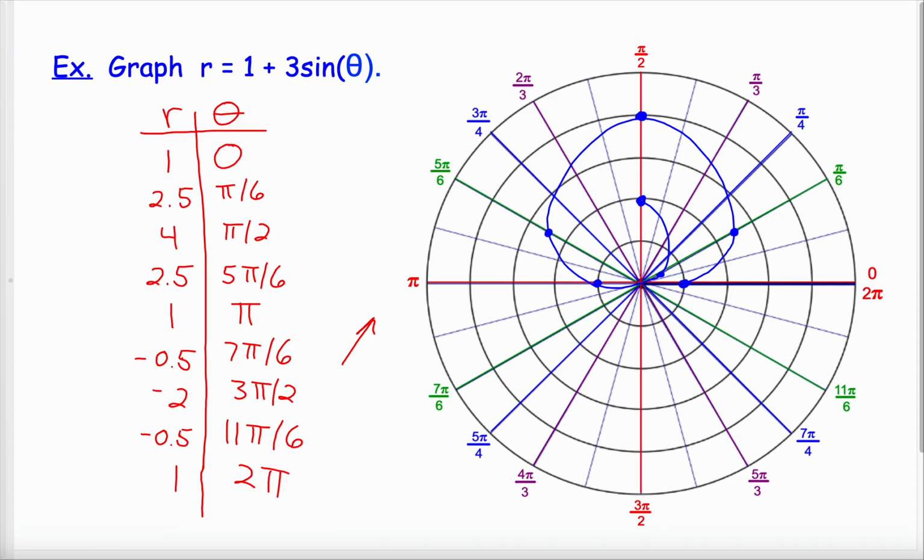So let's finish this up. We got another at 11 pi over 6 going a half unit the opposite direction. And then somewhere between 11 pi over 6 and 2 pi, I get 0. And then it slowly starts getting bigger, and at 2 pi, I get 1. So on this limacon, we wind up getting this inner loop as opposed to a bean that we got the last time. Okay, let's try one more.